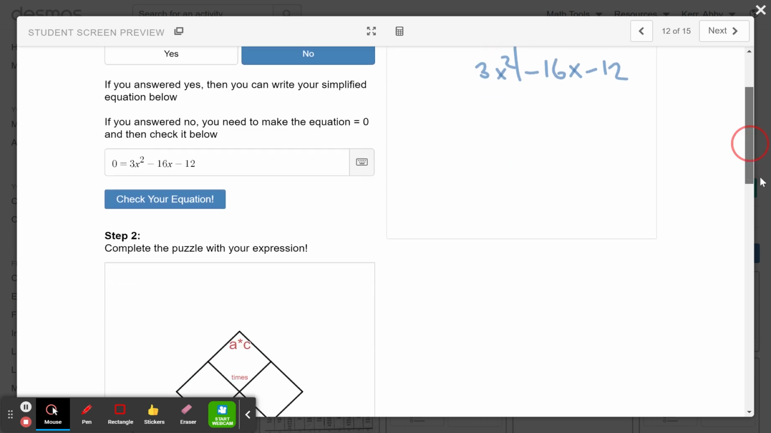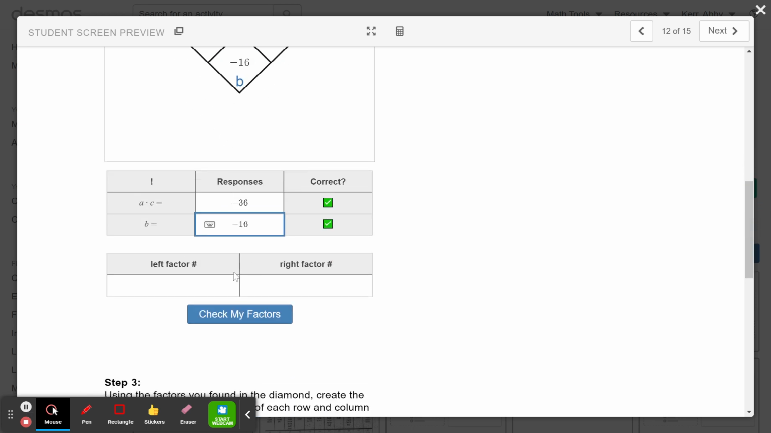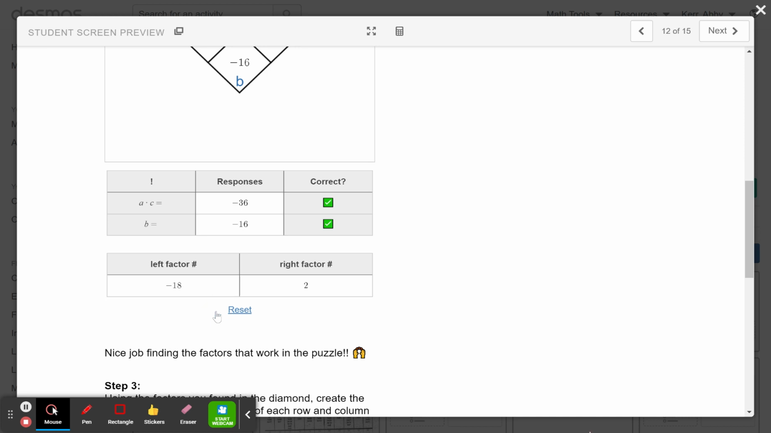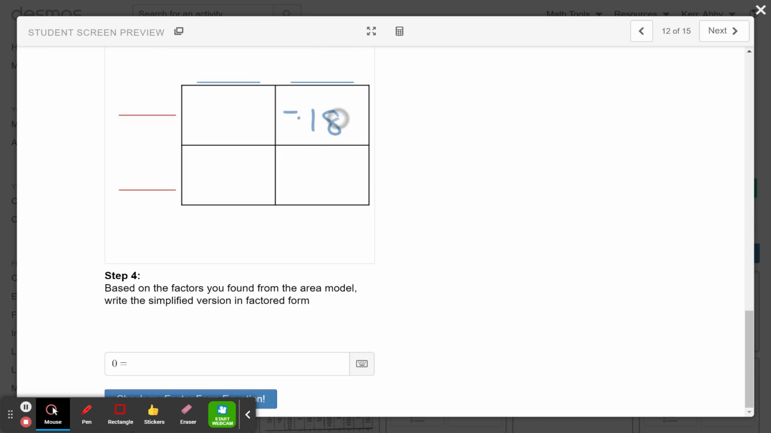So 3 times -12 is -36. Now 18 and 2, 18 times 2 is a positive 36. I need one of them to be negative. So my b value is negative, so I know my bigger number is going to have to be negative. So then I have -18x and a positive 2x.